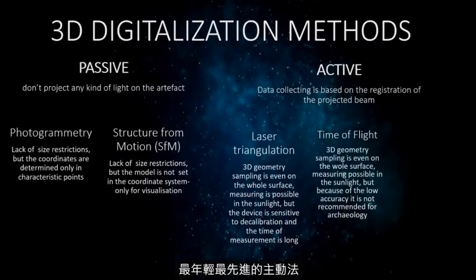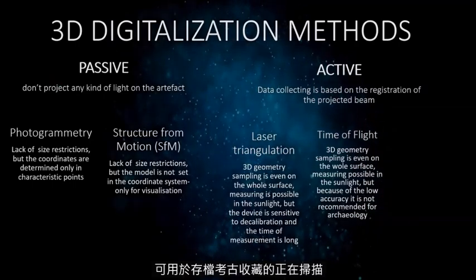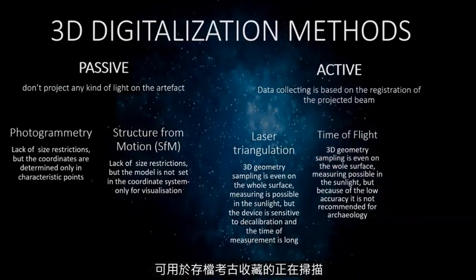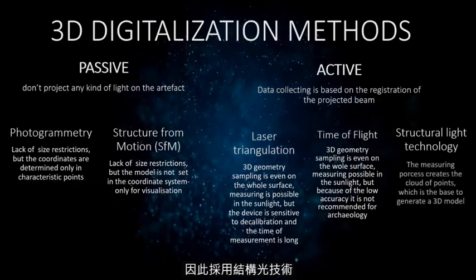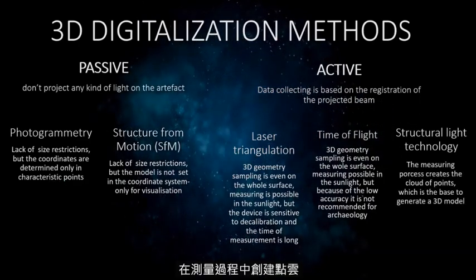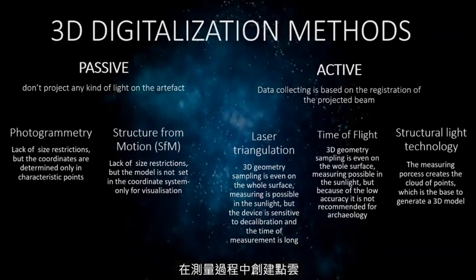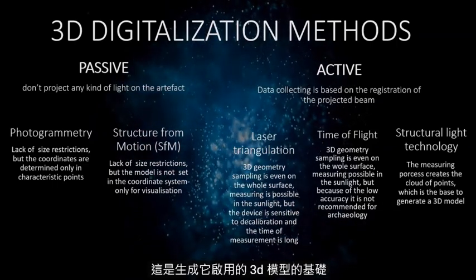The youngest and the most advanced active method, which can be used to archive archaeological collections, is scanning with structural light technology. As a result of the measuring process, the cloud of points is created, which is the base to generate a 3D model. It enables even 3D geometry sampling and places every measured point in the coordinate system. In the next episode, I will focus on this method, dedicated devices, and the software potential.